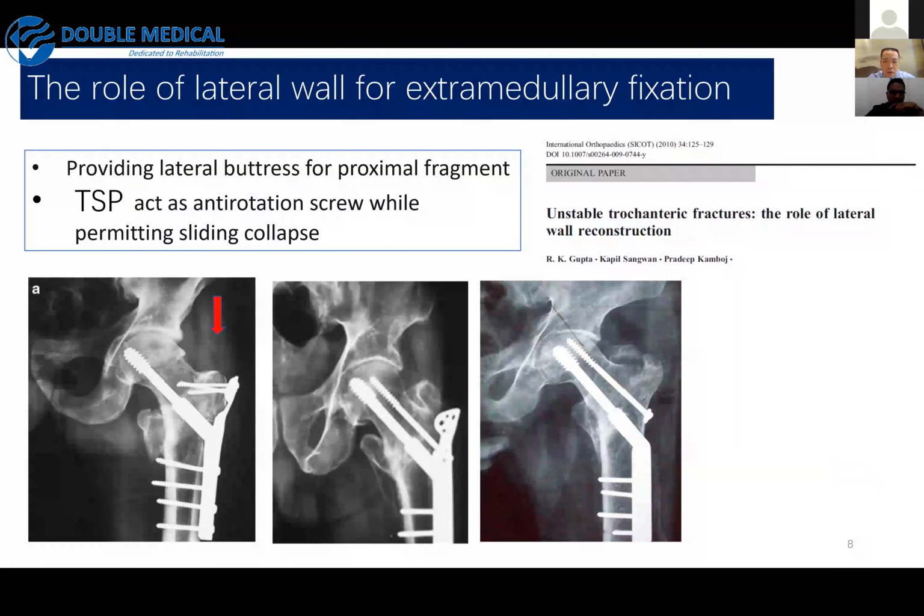Another doctor, Dr. Gupta, told us if we can put in a plate, maybe in theory, it can provide a lateral buttress for the proximal fragment, just like this TSP plate. Also, some screws in the TSP can add some anti-rotation role while permitting sliding collapse at the same time.